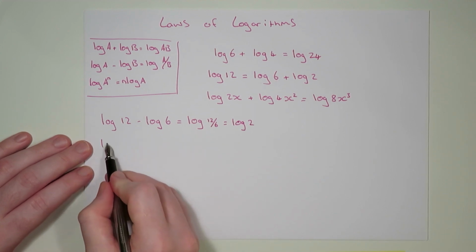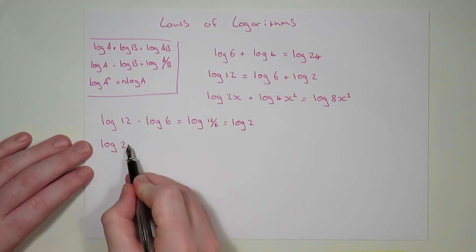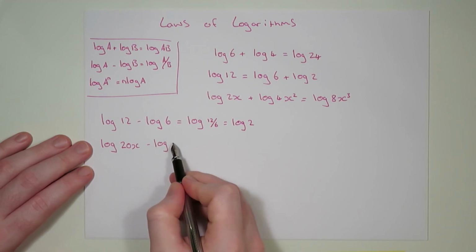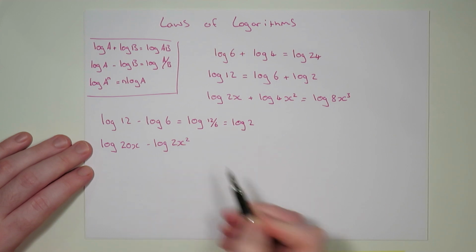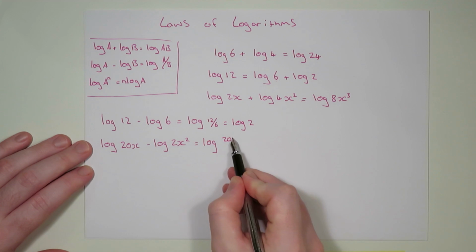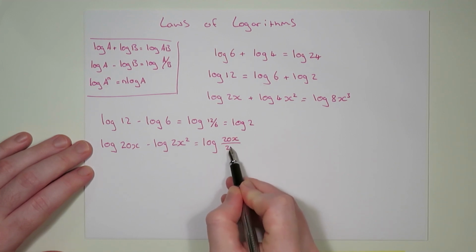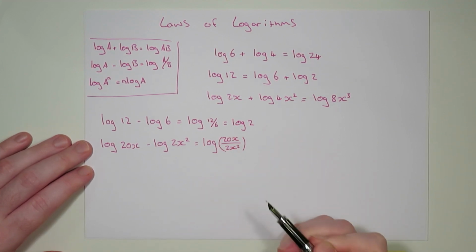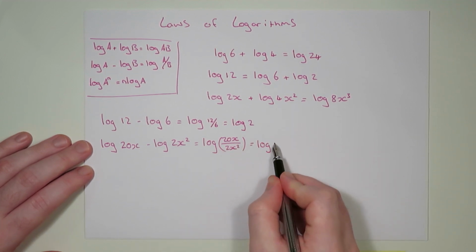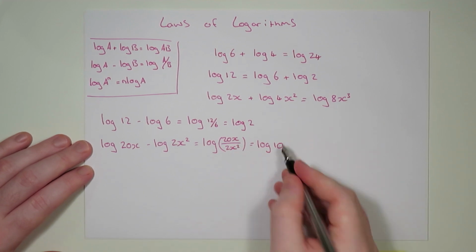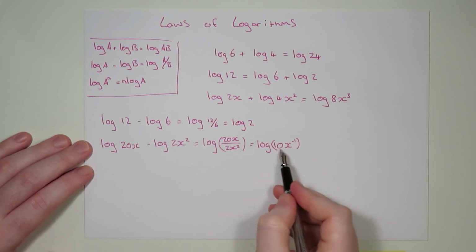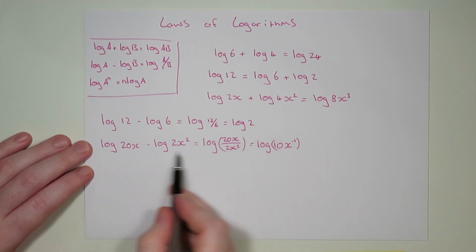Okay, well, what if we had log 20x minus log 2x squared, let's say? What would we do there? Well, that would be the logarithm of 20x divided by 2x squared. So that there is all in one bracket. 20 divided by 2 is 10. X divided by x squared is x to the minus 1. So there we go. So log 10 over x, or 10x to the minus 1, is the same as this here.